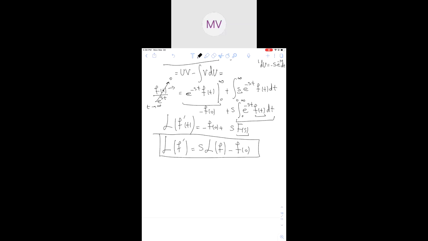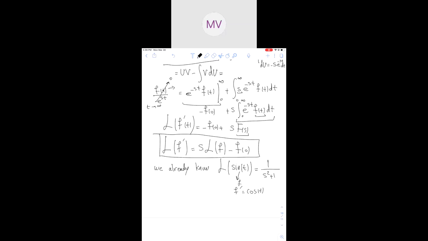For example, let's try something that we already know. We already know Laplace of sine of t equals, what was it? 1 over s squared plus 1, right? We already know Laplace of cosine t, but we just want to see if this formula works. Okay, what's the derivative of sine? If this is f, then f prime is nothing but cosine of t, right?